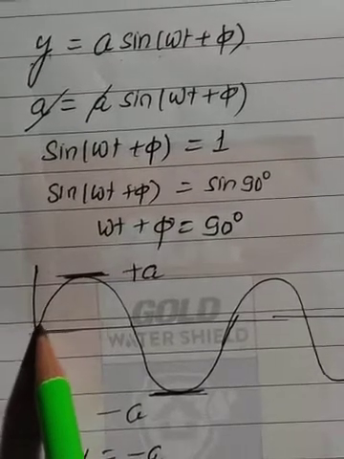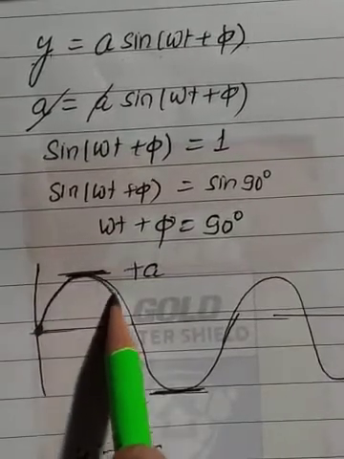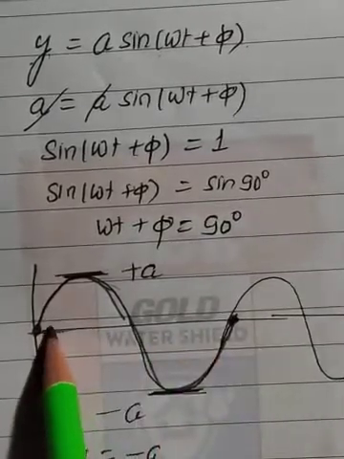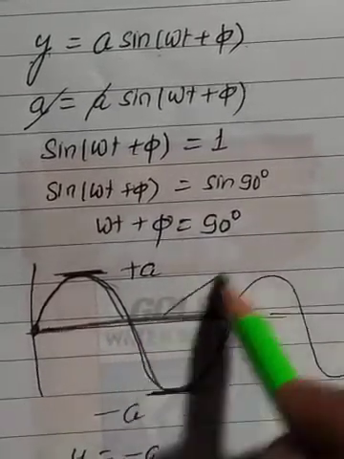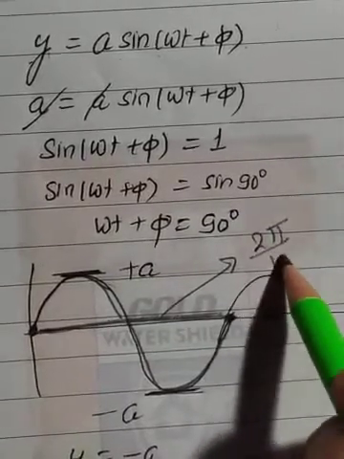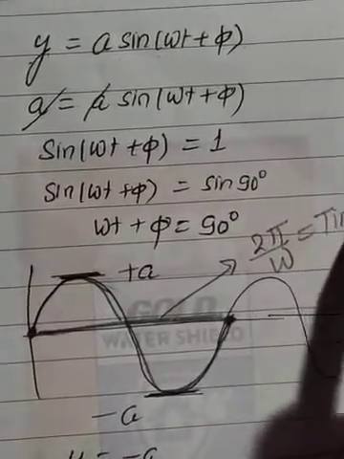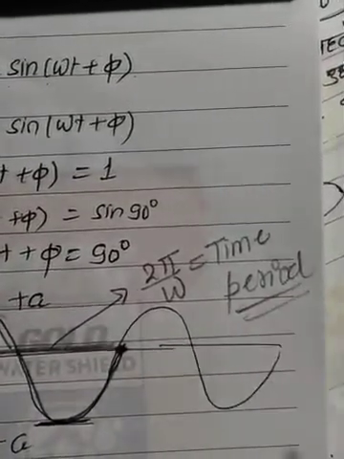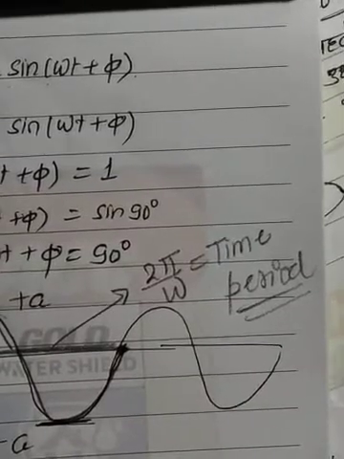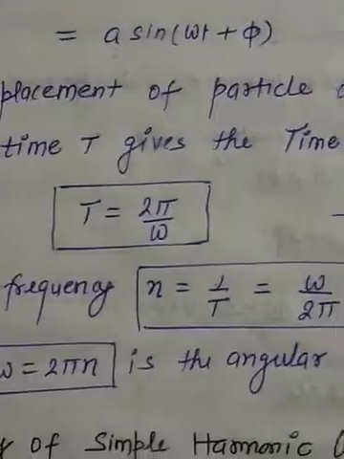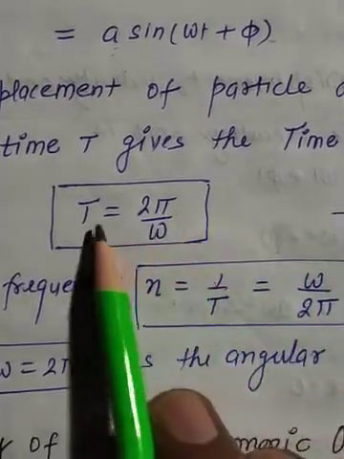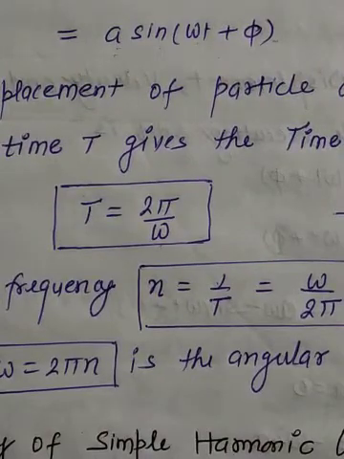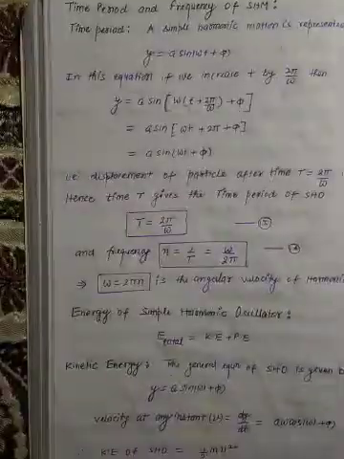Here, if you take this particle's position, it performs SHM in this way and returns to the same axis. So this time from here to here, we call 2π/ω, and this will be equal to the time period of that particle which is performing SHM. So this time t equals 2π/ω gives you the time period of the SHO, or harmonic oscillator.